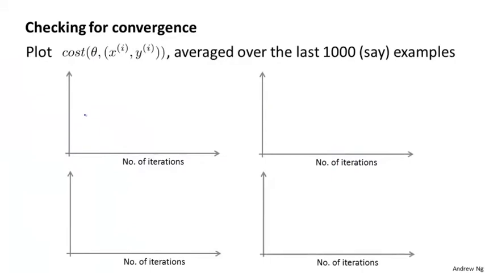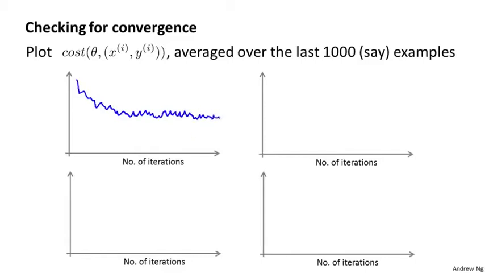So here are a few examples of what these plots might look like. Suppose we were to plot the cost averaged over the last 1,000 examples. Because these are averaged over just 1,000 examples, they are going to be a little bit noisy, and so it may not decrease on every single iteration. So the plot is noisy because it's averaged over just a small subset, say 1,000 training examples.